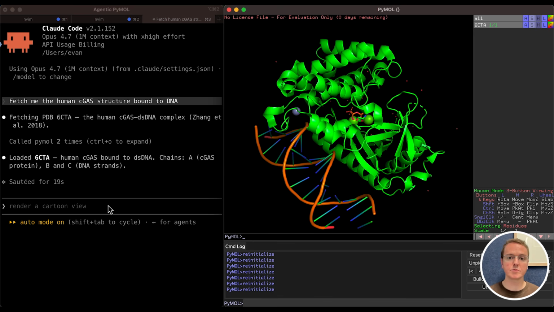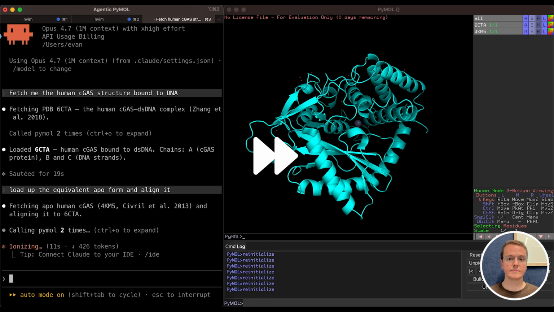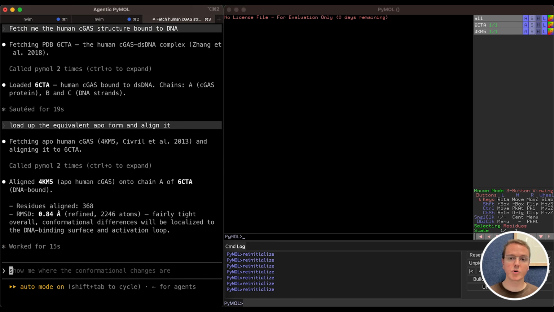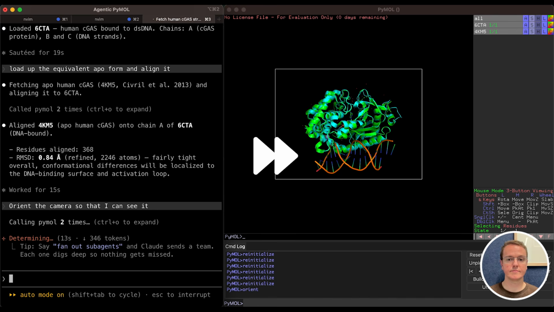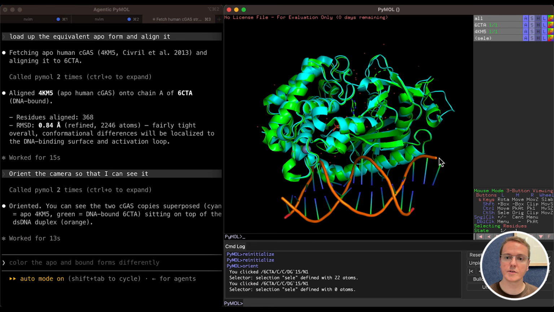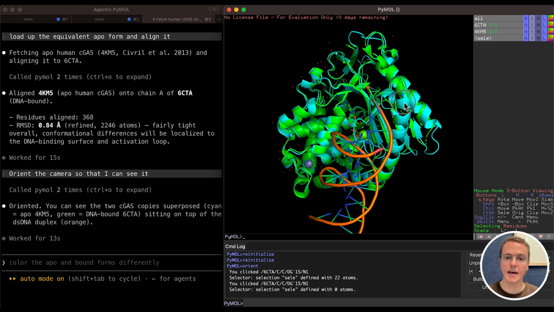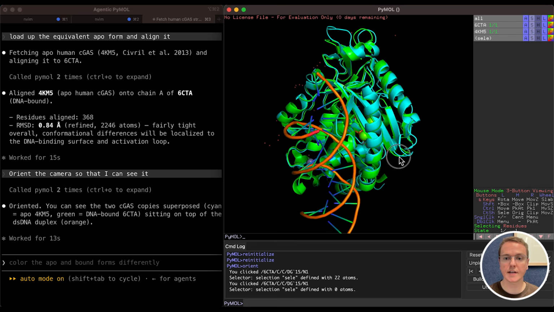Let's continue this. I'm sort of interested in the apo configuration, so without it being bound to DNA. Load up the equivalent apo form and align it. Okay, and it's being brought out of view, so I want to say orient the camera so that I can see it. Okay, cool. So it's successfully aligned the apo and holo forms together.